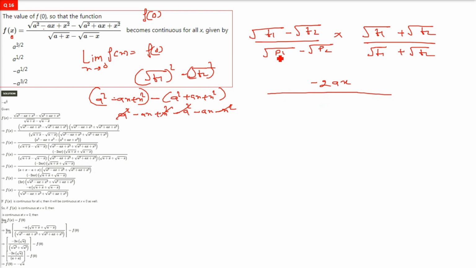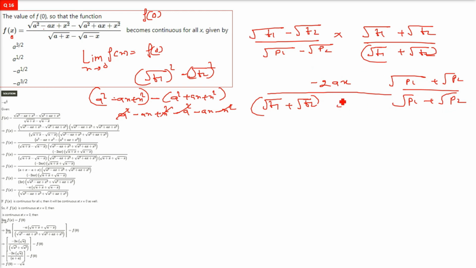So what is remaining here is under root p1 minus under root p2. I have assumed p1 as a plus x and p2 as a minus x. So root t1 plus root t2 will remain, and I am going to rationalize this denominator. So let us rationalize it first. Same thing: when it is a negative sign, you just multiply it with the positive sign. So root p1 plus root p2, and here also root p1 plus root p2, just multiply this. And in the denominator, you have root p1 minus root p2. So a minus b, a plus b, same thing we are going to do here.